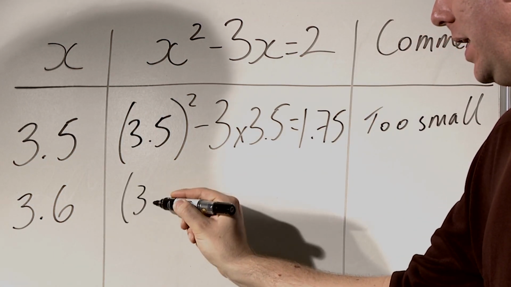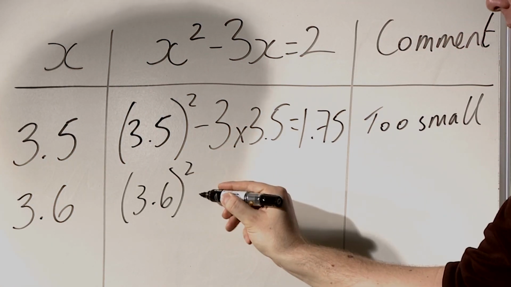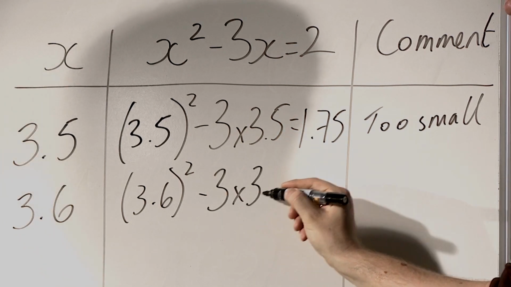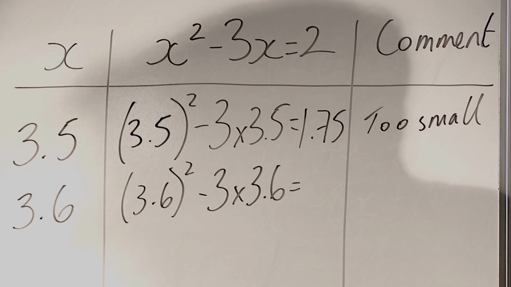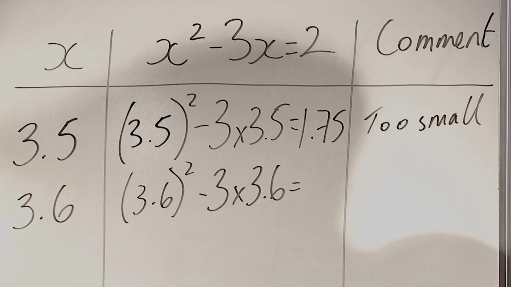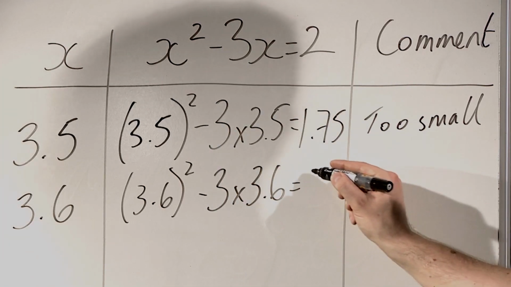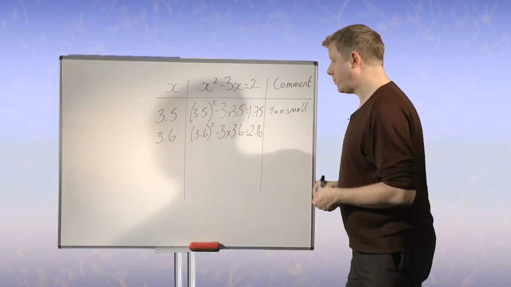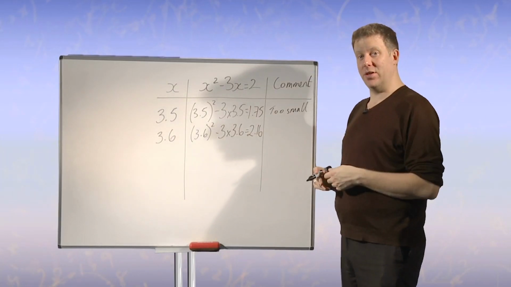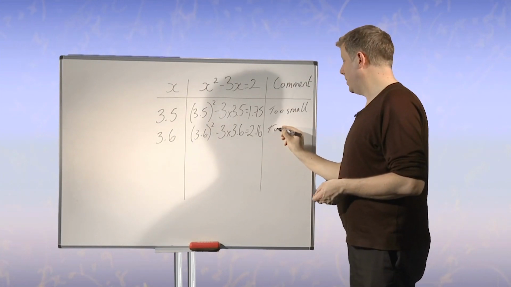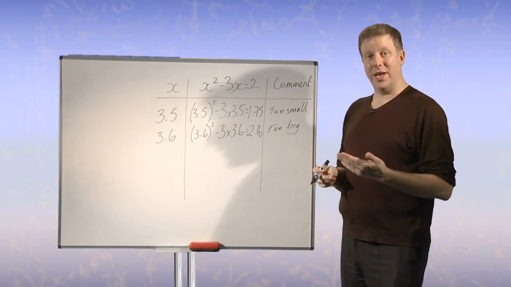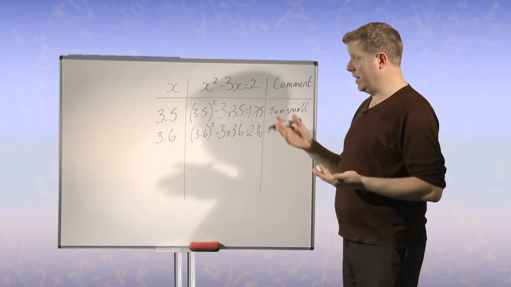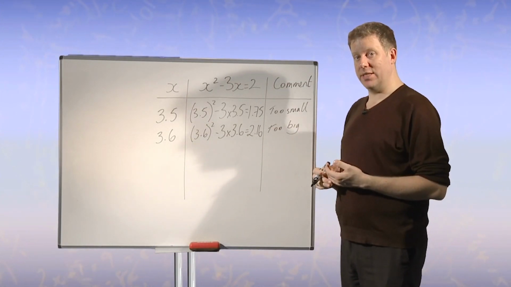Again, we're going to put it in place of x and calculate the answer again using our calculators. Now the answer to this one, 3.6 squared, take away 3 times 3.6, is 2.16. So it's given us an answer that's actually bigger than 2. So we're going to write down that it's too big. But we now know that our answer is going to be between 3.5 and 3.6.